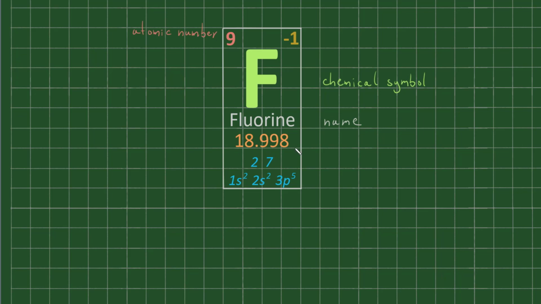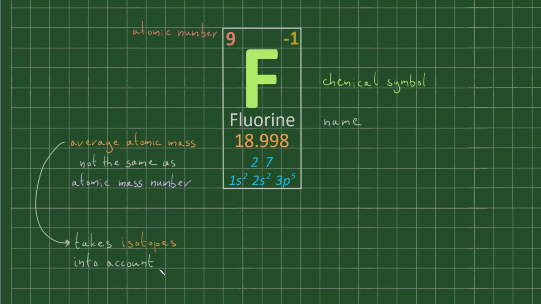What is this number in orange? 18.998. This is the average atomic mass. Note that this is not the same as the atomic mass number. Recall that the atomic mass number is the number of protons plus the number of neutrons inside the nucleus. The average atomic mass is calculated slightly differently, and it has to take into account something called isotopes. And I will talk about isotopes in future videos.